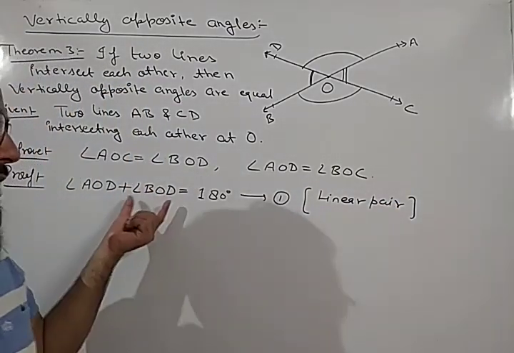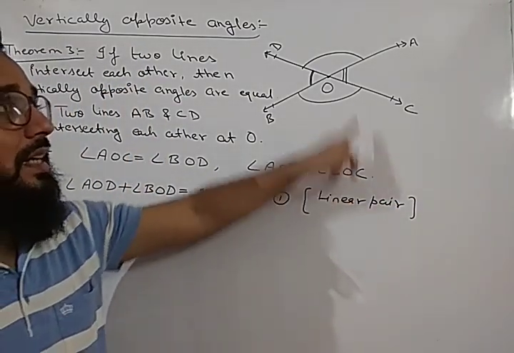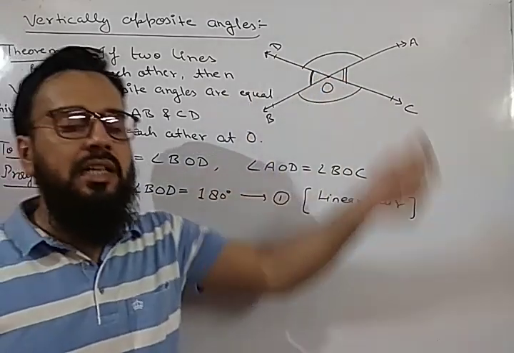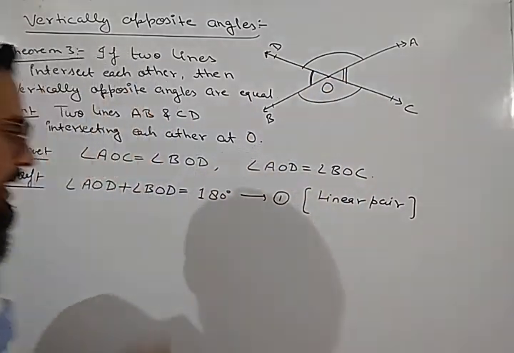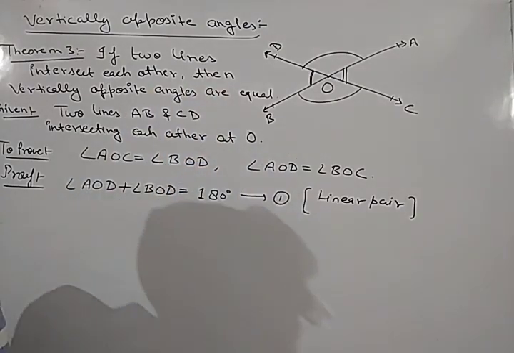Why are you writing this particular statement? This is because these are a linear pair of angles, and the sum of a linear pair is 180 degrees. So angle AOD plus angle BOD equals 180 degrees. This is our equation number 1.